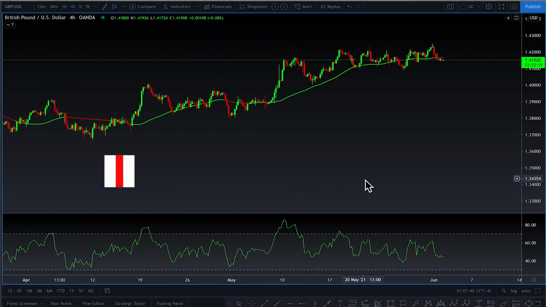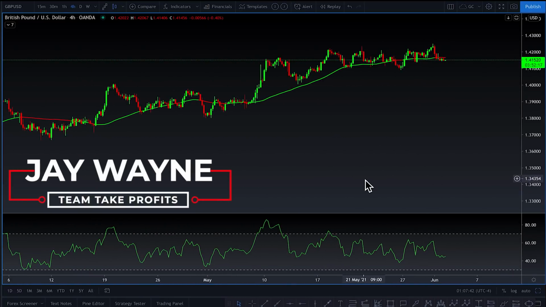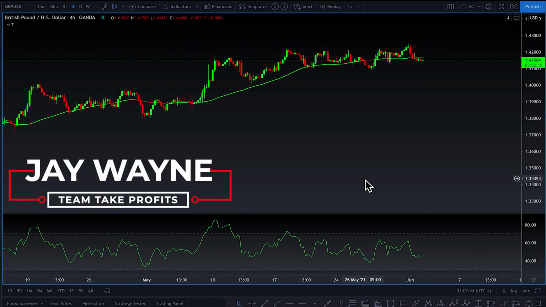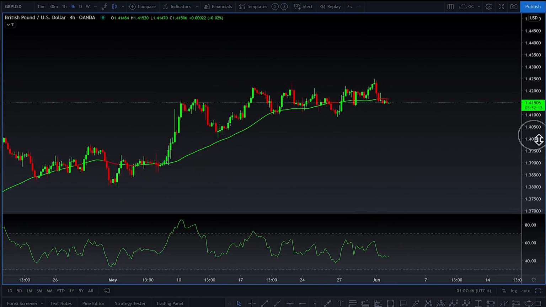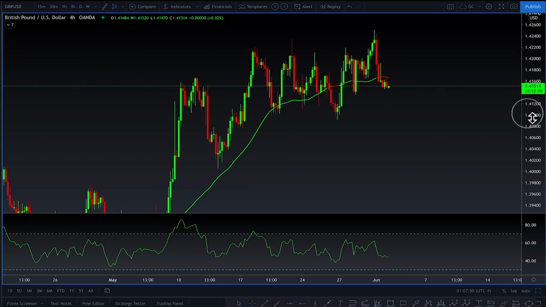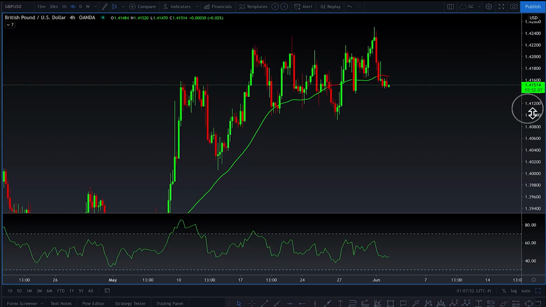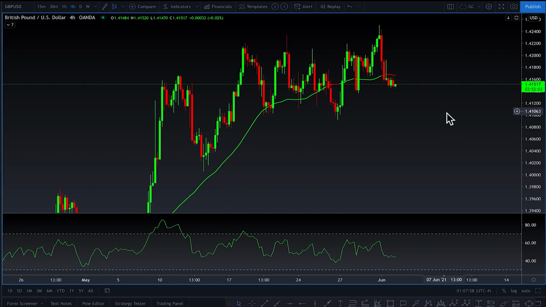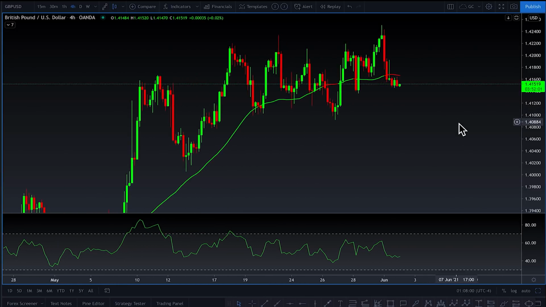What's up, y'all? This your boy Jay Wayne, representing Team Take Profits. We here on GBP USD. Let's see what's going on. First thing I notice is 4 hour price action is finally back underneath the 50 moving average on a 4 hour chart. And I'm trying to find the sentiment.